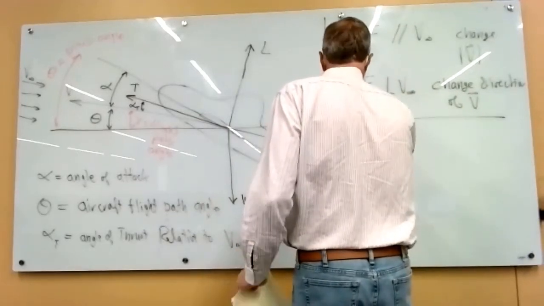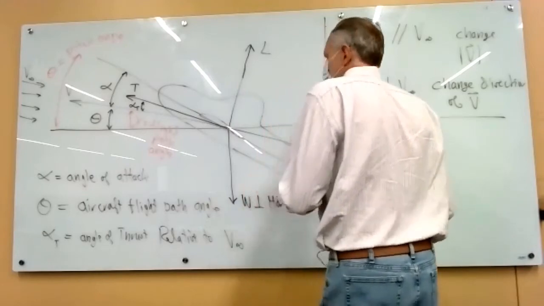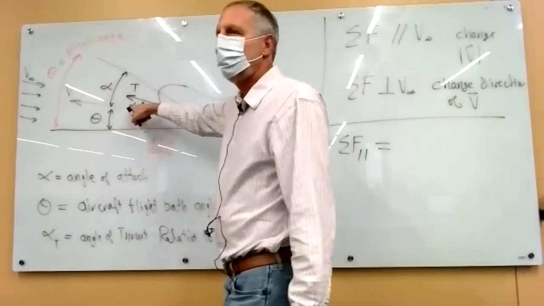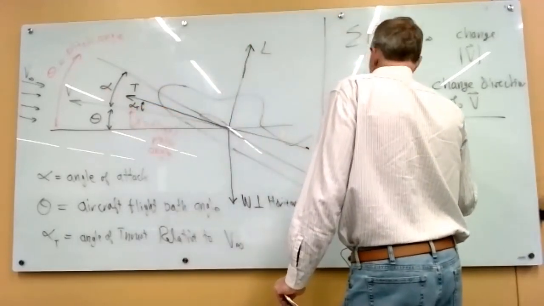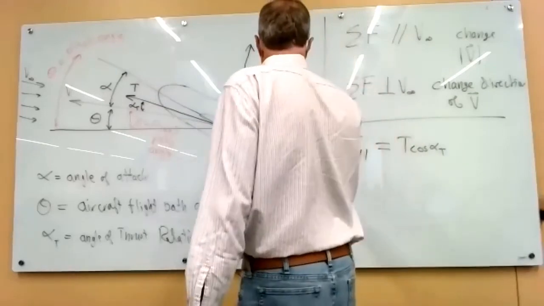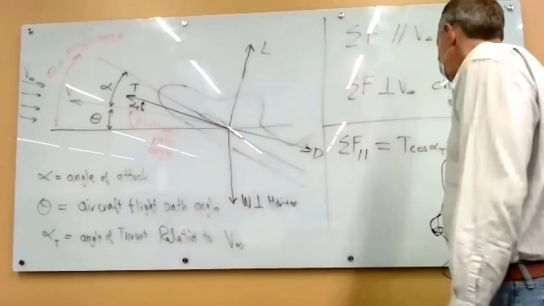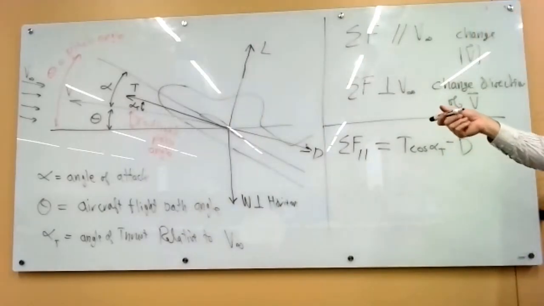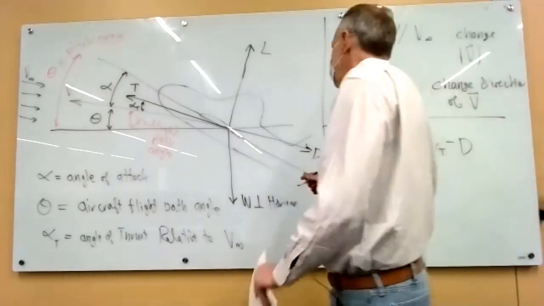So sum of the forces, which one do I do first? Parallel. We're going this way. T cosine alpha t minus drag. I erased drag, let's put it back in. See how that makes it nice? Drag is parallel to V infinity, so we don't need sines and cosines for it. And then we've got the weight.